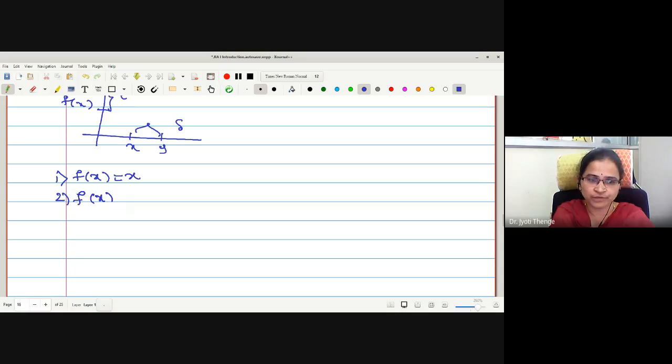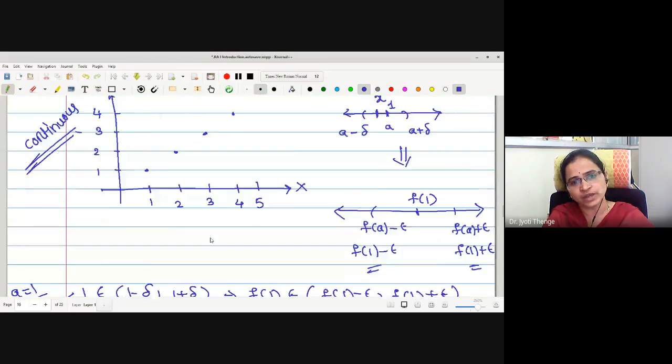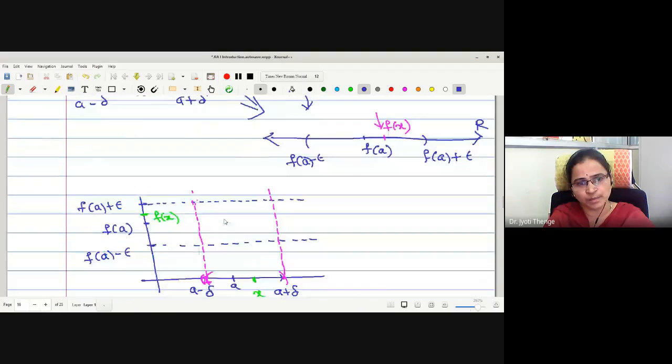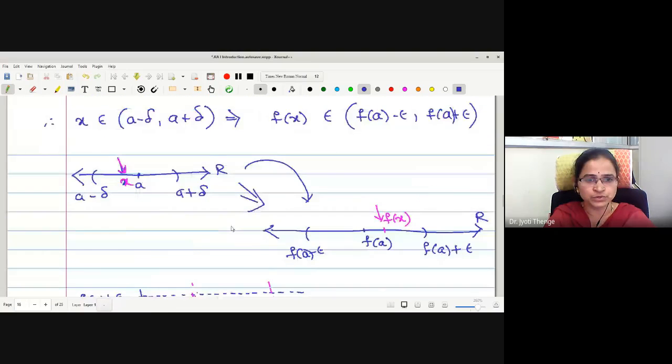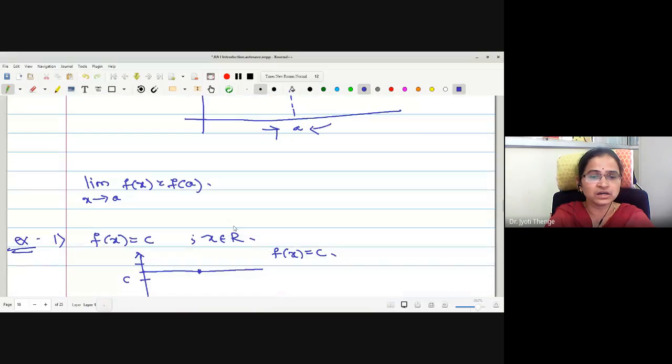You have to check for f of x equal to x square. You have to check for f of x is equal to 1 by x. You have to check for f of x is equal to a constant function as well. Okay, this is what for today's lecture, continuity and uniform continuity. I have tried to explain this by the sketches also. For every concept, you should try to check the aspect geometrically so that the concept will be very clear.